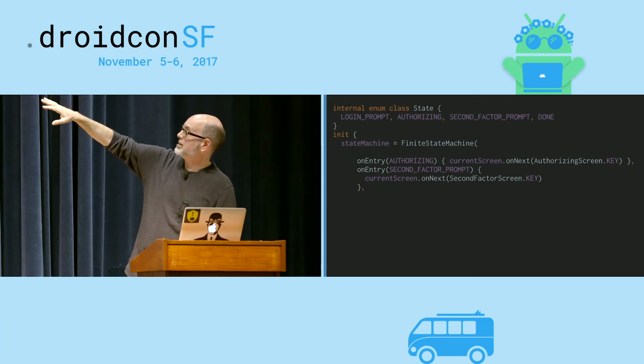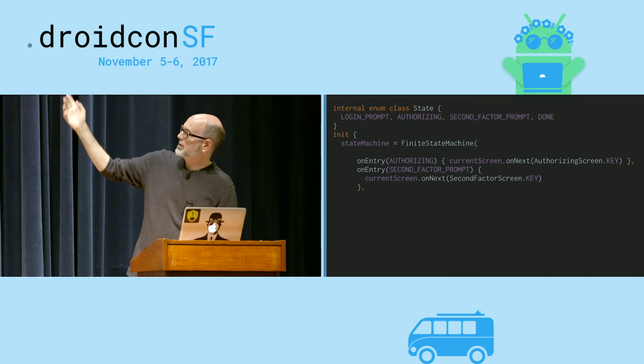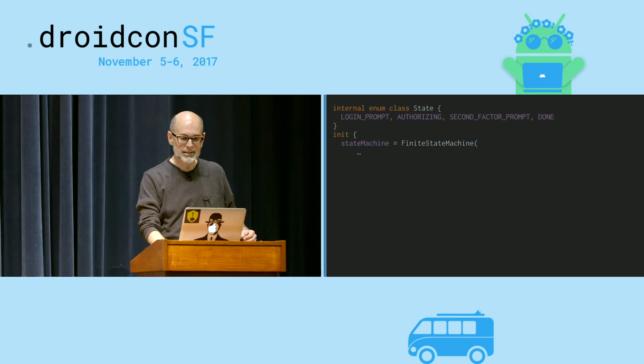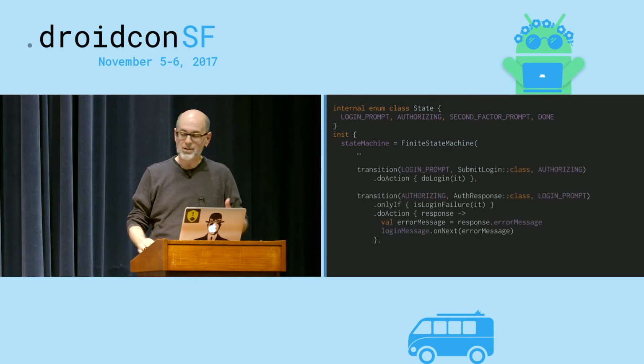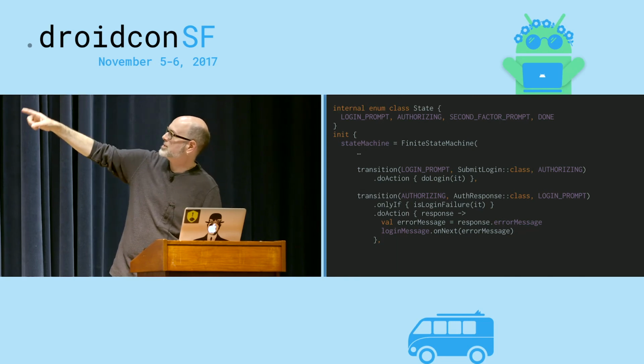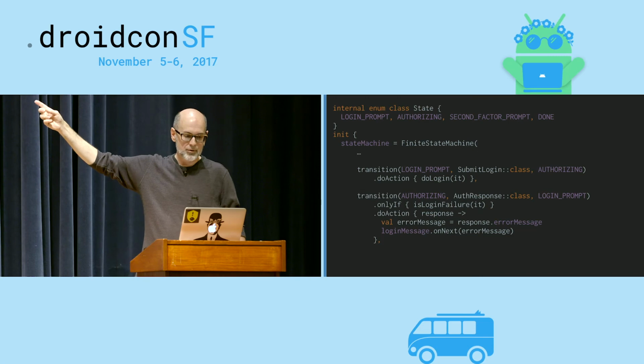I can declare things like when I enter the authorizing state, I'm going to set the current screen to the authorizing screen key. Whenever I enter the second factor state, I'm going to change my current screen notion to that particular screen. And we can define transitions like when I'm in the login prompt and I receive a submit login event, then I'm going to transition to the authorizing screen, and as a side effect, I'm going to make my server call to do this login or whatever.